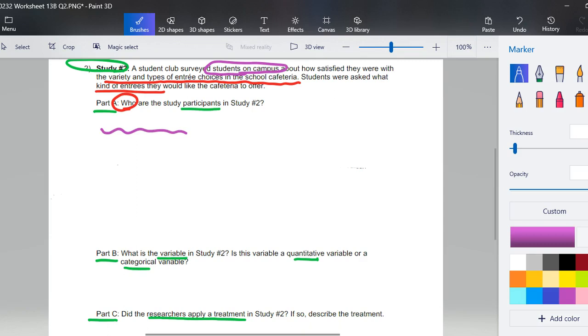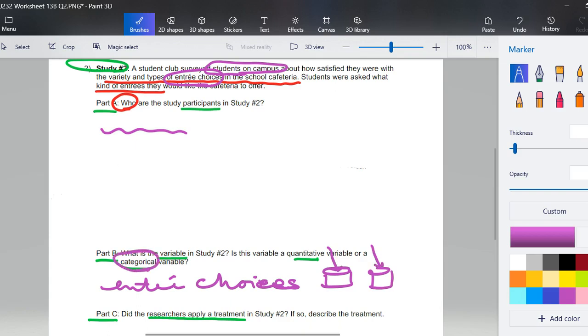Part B, what is the variable? They were looking at different types of entree choices. And so the variable would be entree choices. Quantitative and categorical can kind of go both ways. But earlier, remember I mentioned if we can put things in buckets. If you could put the different types of choices in buckets, then we're going to call this categorical.